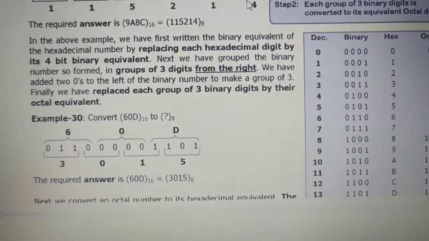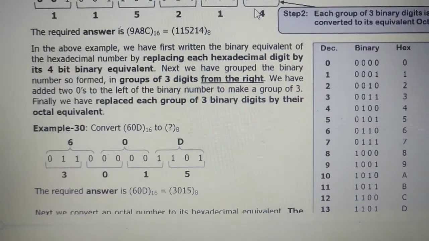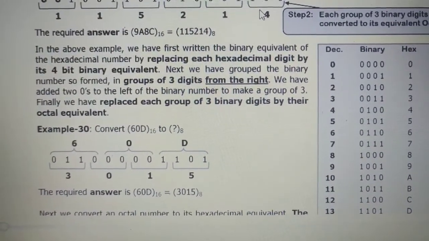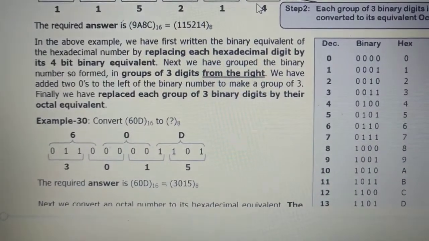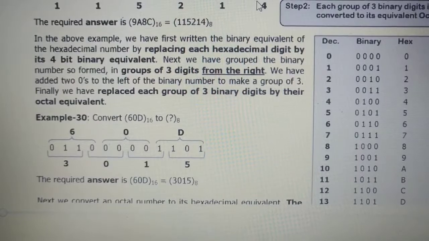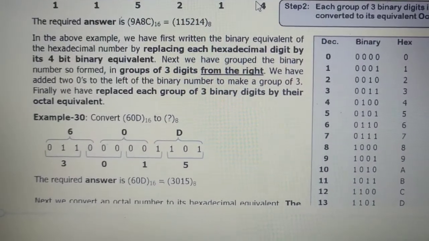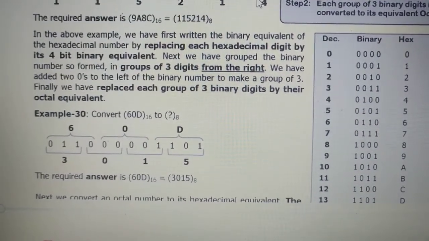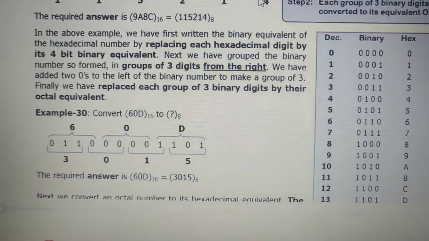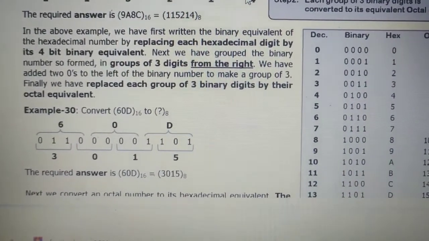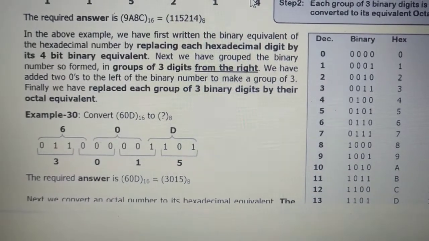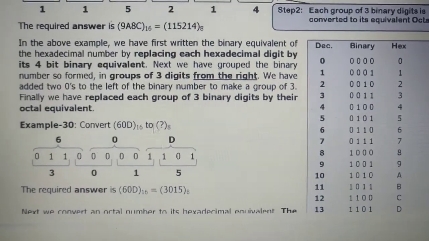Okay, now we are coming to the second one, that is 60D. So what is D? D is 13. So 13 means 1101. So D means 13 means 1101. And 0 is 4 bits, that is 4 times 0, and 6 is 0110. Okay, 6. And now we have converted into binary.